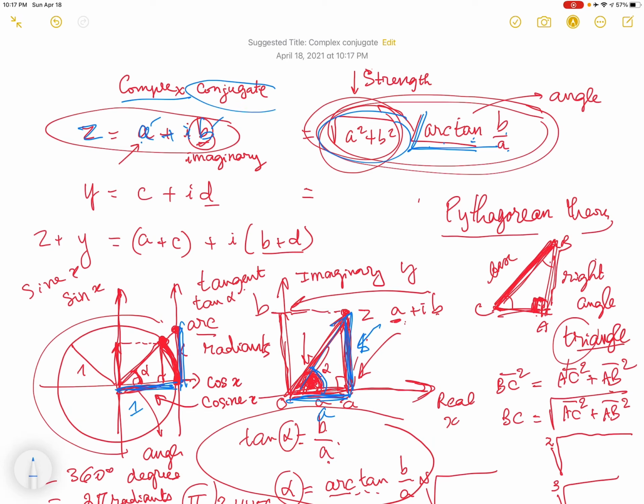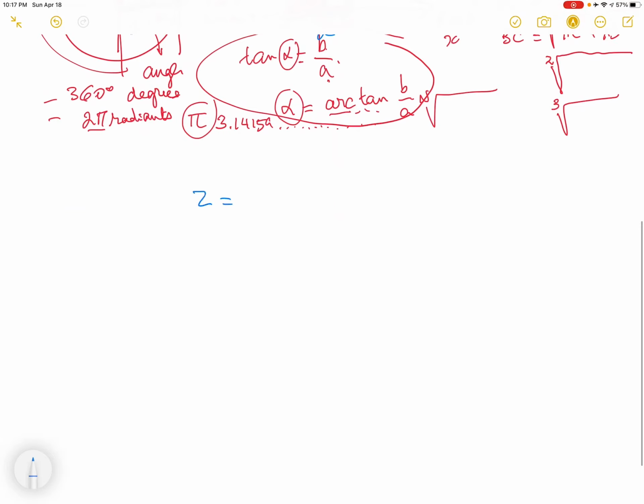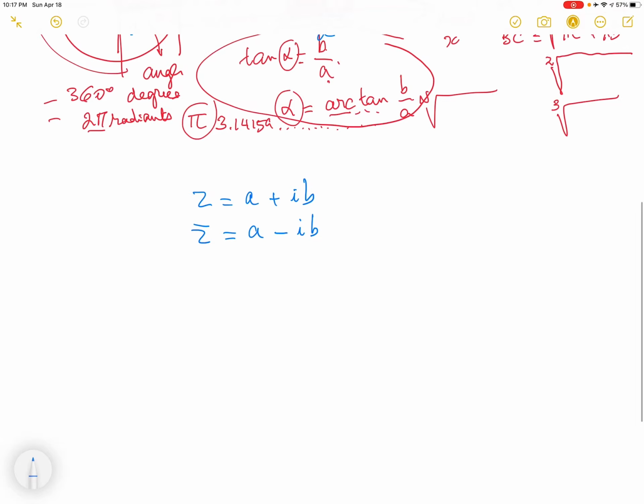Now, when we say a conjugate of a complex number, we simply change the sign, that is the sign of the imaginary part. So let me explain. If z is equal to a plus ib, then the conjugate of z is equal to a minus ib. So the only difference is one has a plus and one has a minus. So this is called the conjugate of this other complex number.